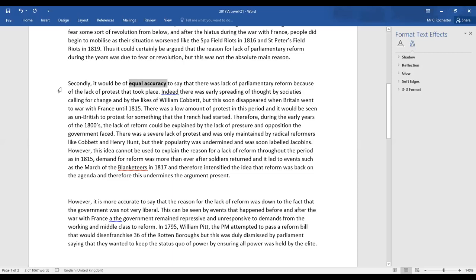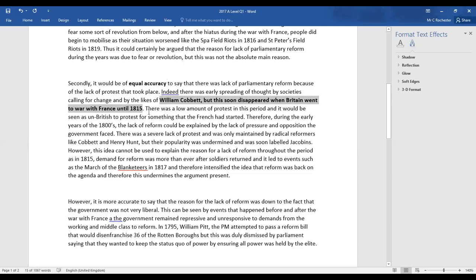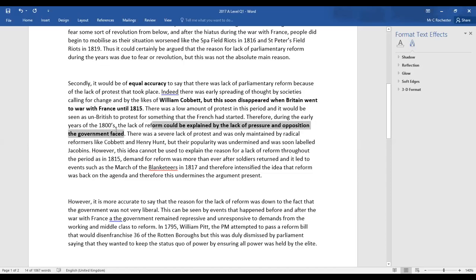Indeed, there was an early spreading of thought by societies calling for change, like William Cobbett, but it soon disappeared when England went to war with France until 1815. There was a low amount of protest in this period, and it would be seen as un-British to protest for something that the French had started. Therefore, during the early years, the lack of reform could be explained by the lack of pressure and opposition the government faced. Really good answer so far. There was a severe lack of protest and it was only maintained by radical reformers like Cobbett and Henry Hunt, but their popularity was undermined and they were soon labelled Jacobins.